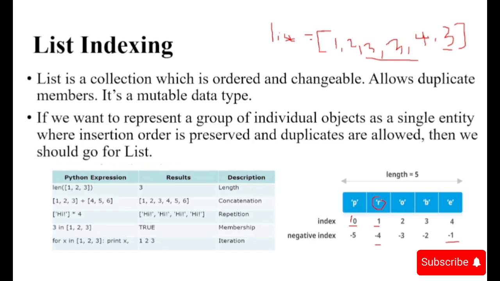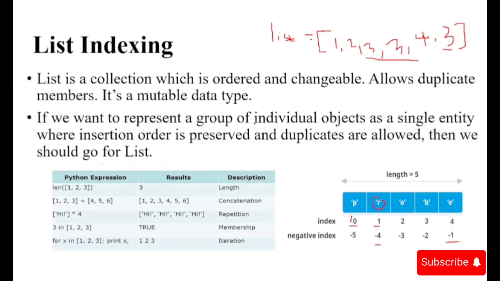Another thing about a list is that it is mutable. When I talk about mutable, I mean we can change the values of a list. That is what we mean by mutable. And if we want to represent a group of individual objects as a single entity where insertion order is preserved and duplicates are allowed, then you should go for the list. We will see why we are talking about this. We will get to know which data structure is not mutable and when we use that data structure.